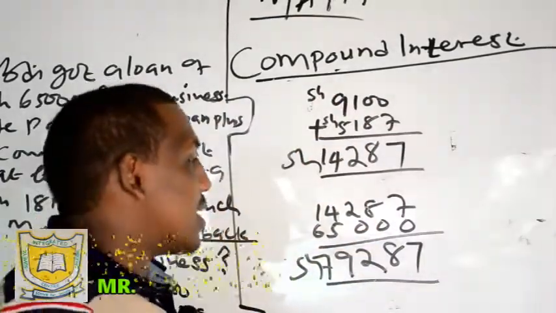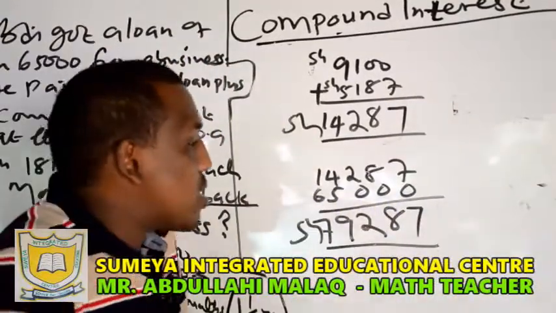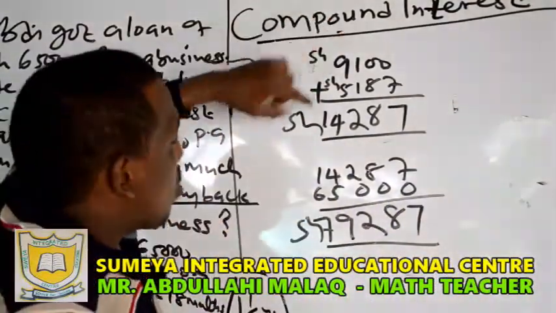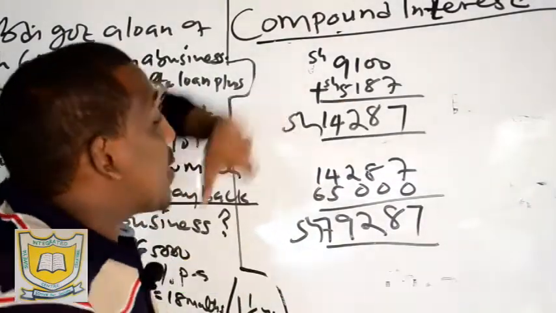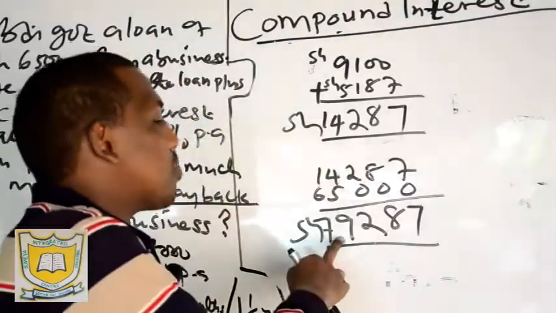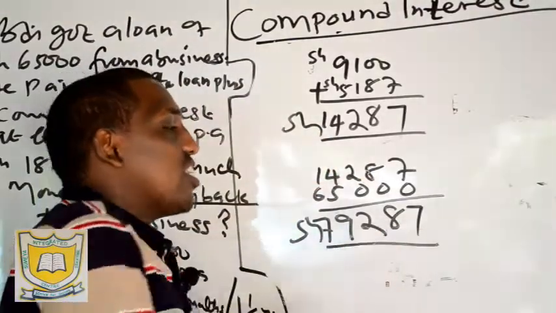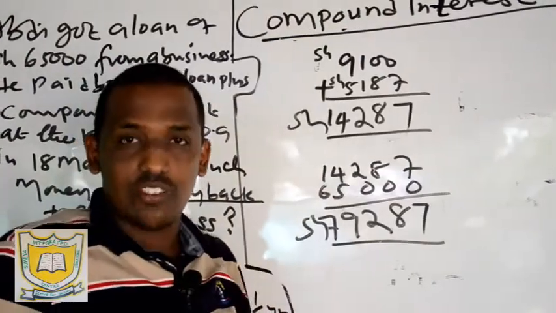But the question is asking how much did he pay back? How much did he withdraw? How much did he pay? What was the amount? What you do now? You say the total compound interest, which is 14,287, plus now the money you have deposited, initial deposit 65,000, you will get 79,287. So that's how we do the compound interest.